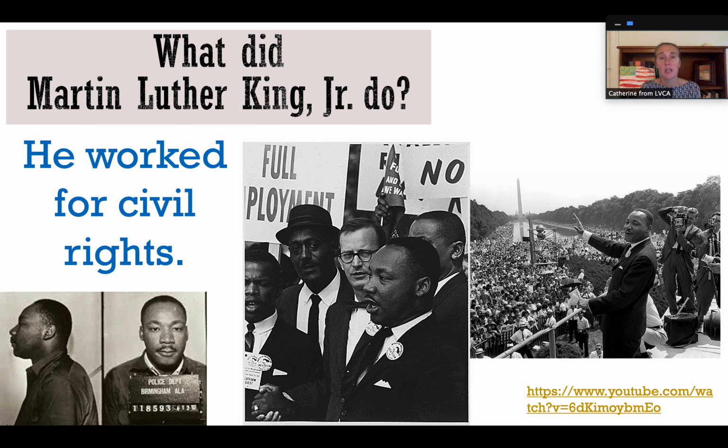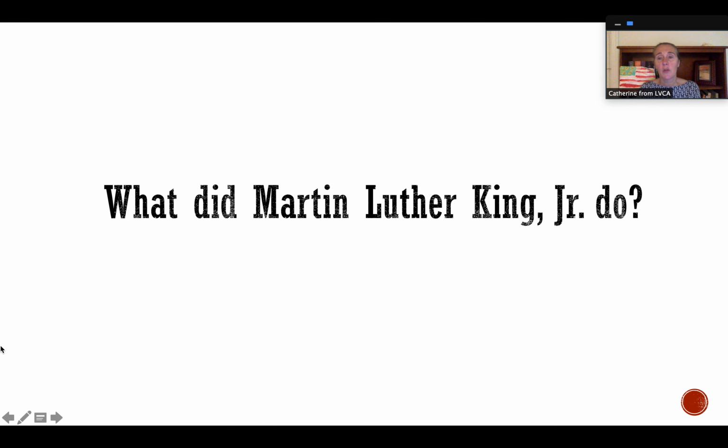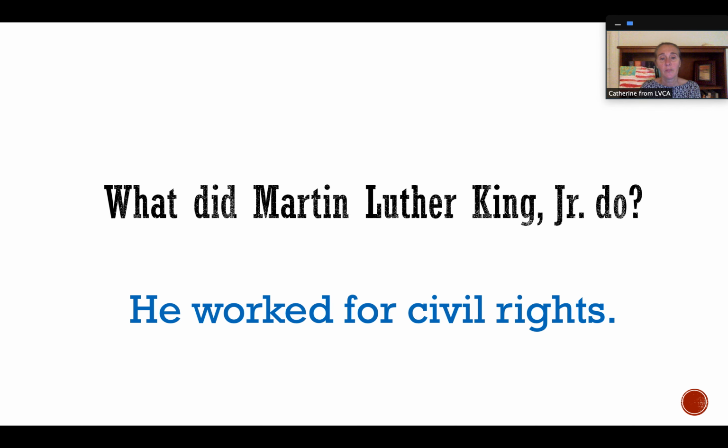What did Martin Luther King Jr. do? He worked for civil rights. Like many people in the movement, he was willing to be arrested in order to make a point about the unjust laws and discrimination in the laws. He gave tons and tons of speeches. He encouraged many Americans to try to end racial discrimination. What did Martin Luther King Jr. do? He worked for civil rights.